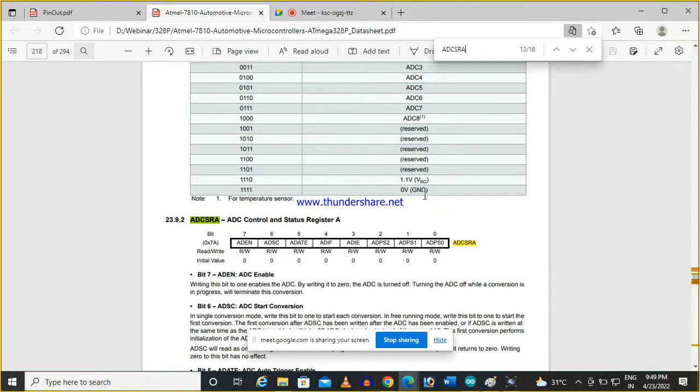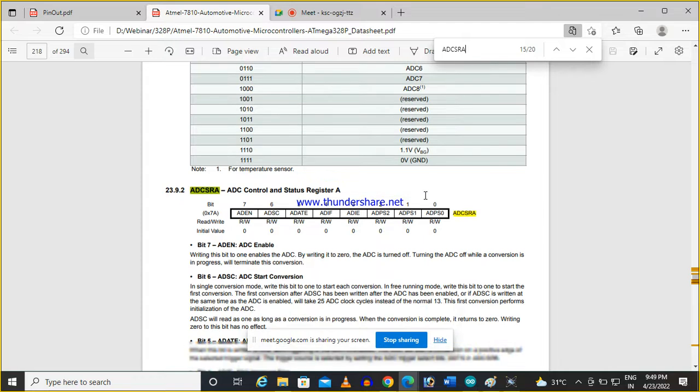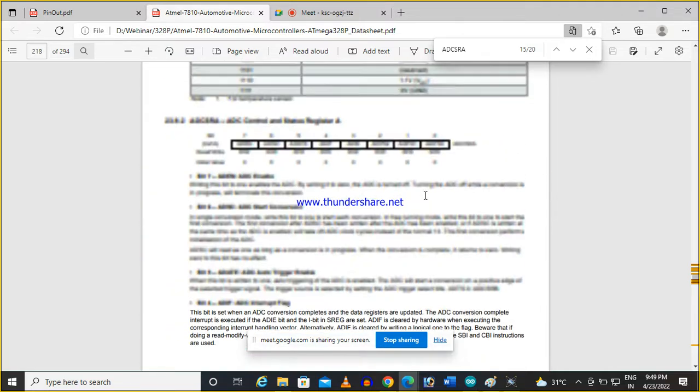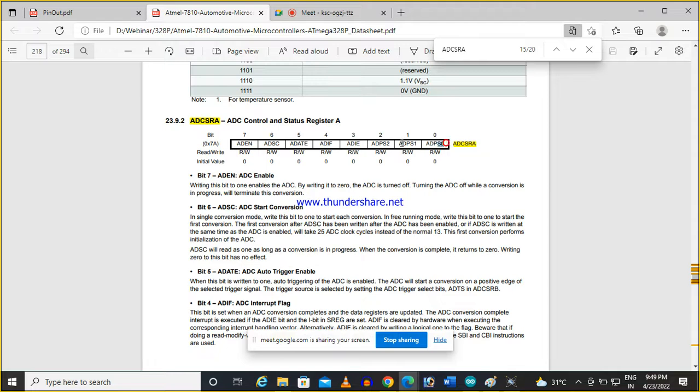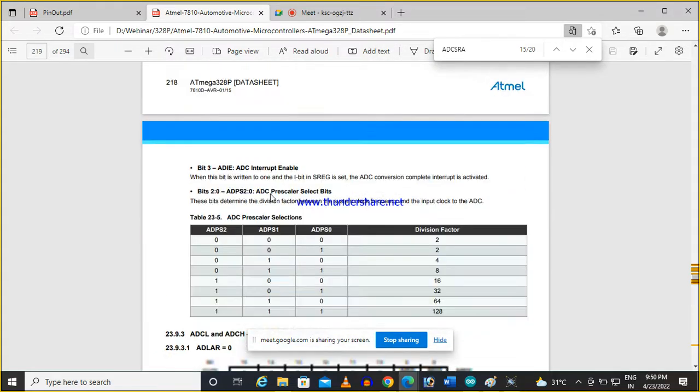You see, this is the ADC SRA register where I have used these 3 bits. What is this 3 bit? Let us see what that bit is. These bits are the ADC prescaler select bits. Why so? I am not going into much detail, but you can read the data sheet of the controller and you will understand. The clock for this particular board is 16 megahertz.